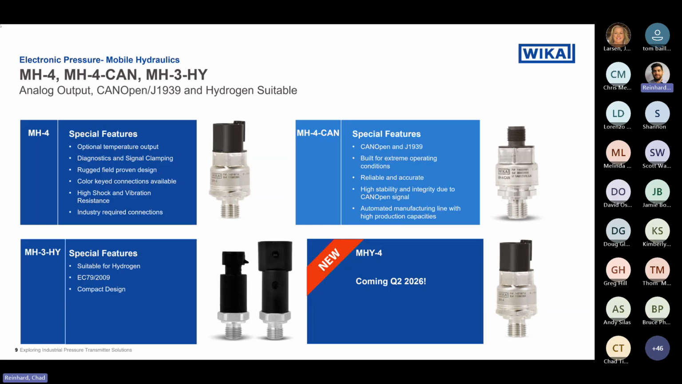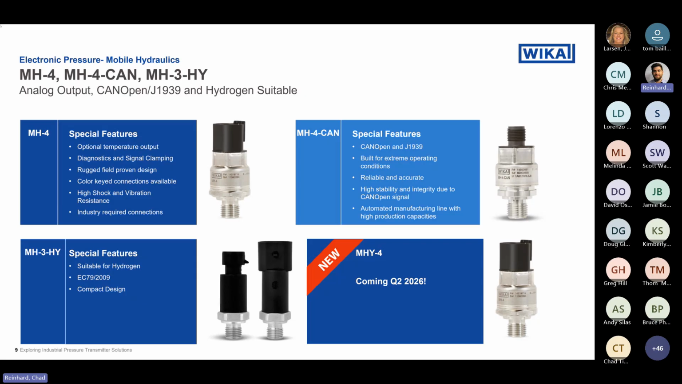The MH4 CAN is a CANopen J1939 variant. So if you're working in mobile working machines and you have a requirement for CANopen or J1939, we have a solution there. And if you're in the hydrogen space at all, we currently have a hydrogen suitable variant. It looks a little bit different today because it's based off the old model, the MH3. That's why you'll see the black high temp thermoplastic there. But today we offer that for hydrogen.